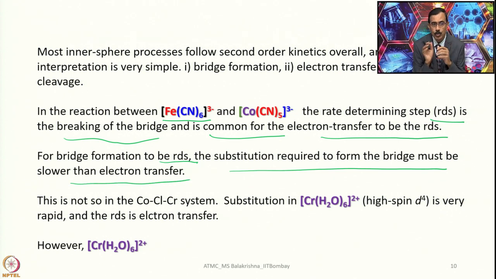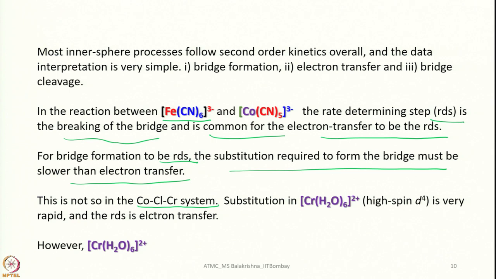In a substitution reaction, if the bridge formation is going to be the rate determining step, then the substitution required to form the bridge must be slower than electron transfer. This is not so in the system we saw in the first case, the cobalt, chloride, chromium system. Substitution in this high spin system is very rapid and the RDS, that means rate determining step, is electron transfer here.